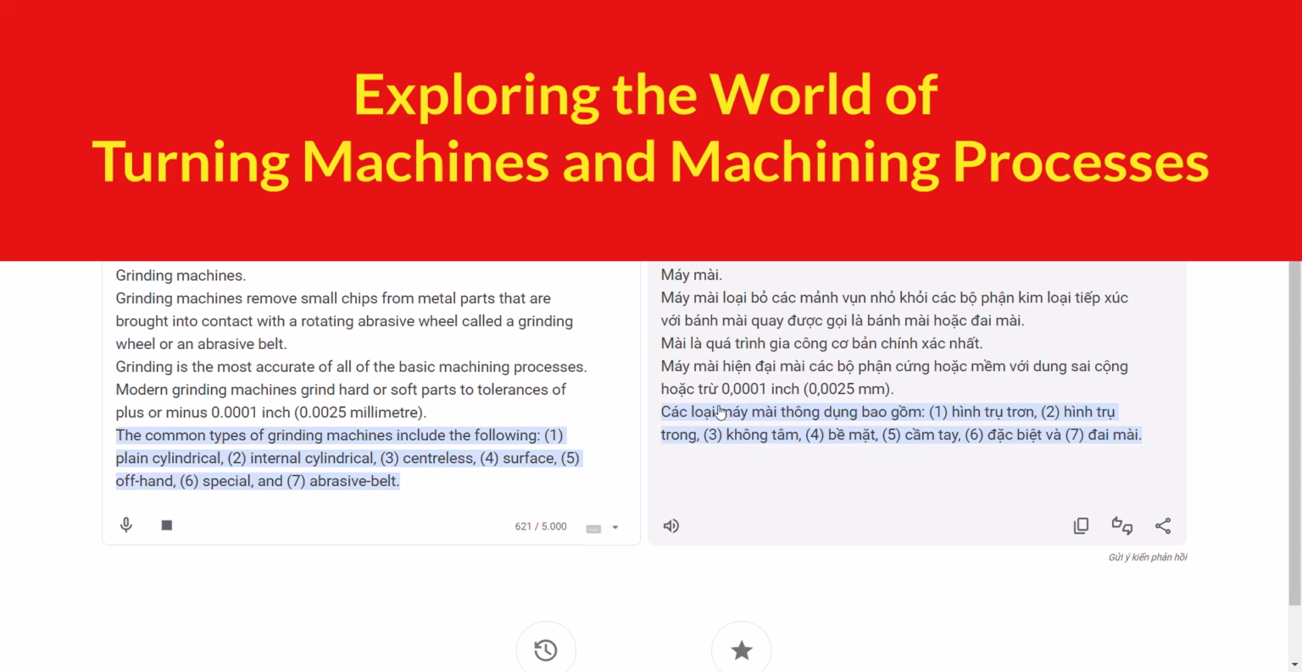The common types of grinding machines include the following: 1. Plain cylindrical, 2. Internal cylindrical, 3. Centerless, 4. Surface, 5. Offhand, 6. Special, and 7. Abrasive belt.